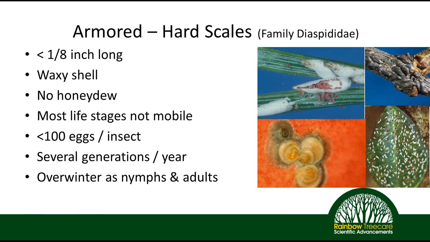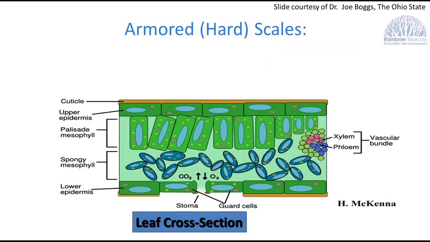Most life stages are not mobile, so they are easily targeted once you do find them. And though they produce less than 100 eggs per insect, there are generally more generations, several generations per year. And these ones overwinter as nymphs and adults, so horticultural oils and knockdown sprays won't completely knock out this pest.